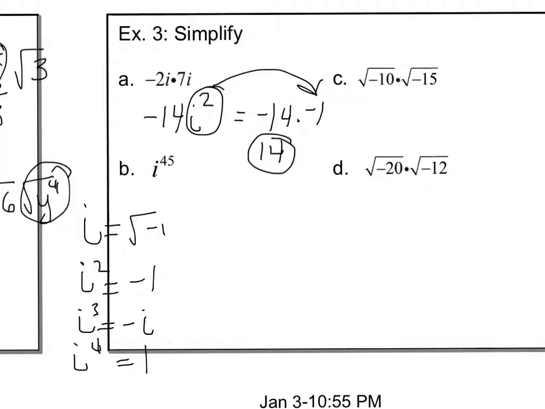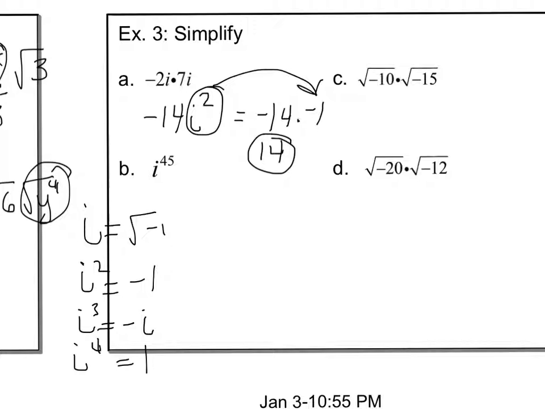So if I were to repeat, i to the 5th would be the square root of -1. i to the 6th would be -1. i to the 7th would be -i. And i to the 8th would be 1. And if I were to go through it again, i to the 9th would be the square root of -1. i to the 10th would be -1. i to the 11th would be -i. And i to the 12th would be 1. So in other words, with every power of 4, my answer is 1.